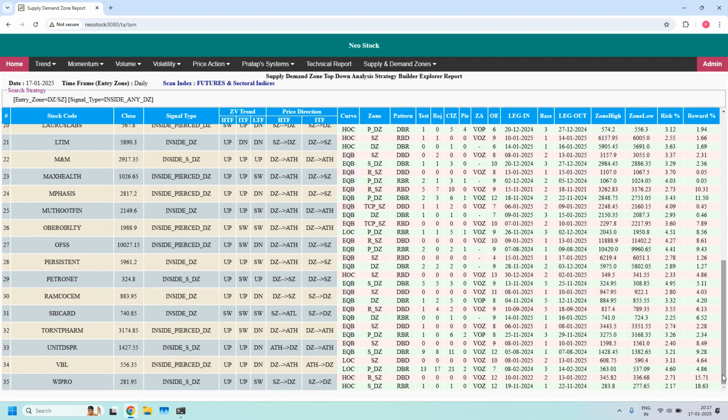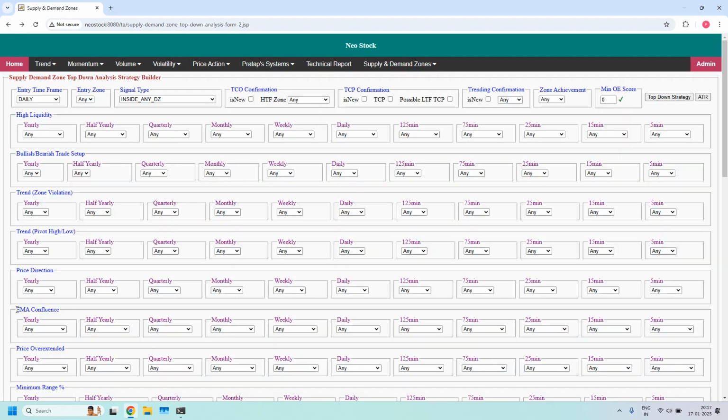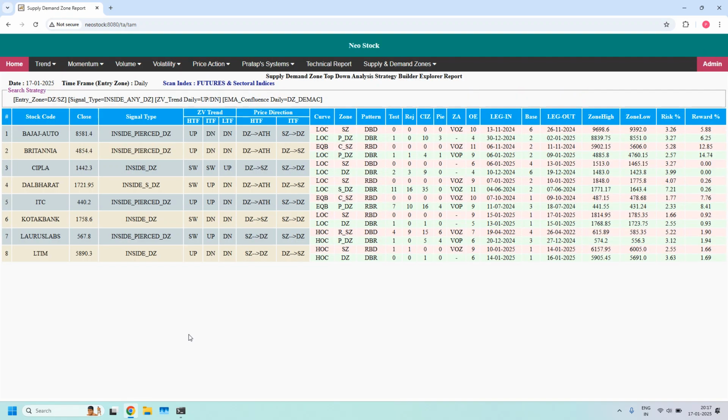Okay, out of these 35, we can further filter based on daily EMA confluence. Daily demand zones having daily EMA confluence. Let's set that filter. In the EMA confluence at a daily time frame, I am enabling the filter daily demand zone having daily EMA confluence. And the trend on the daily time frame should not be sideways. It can be up or down. Let's filter. Now we got 8 stocks. These 8 daily demand zones are having a daily EMA confluence, and also the current price closed inside the daily demand zone.